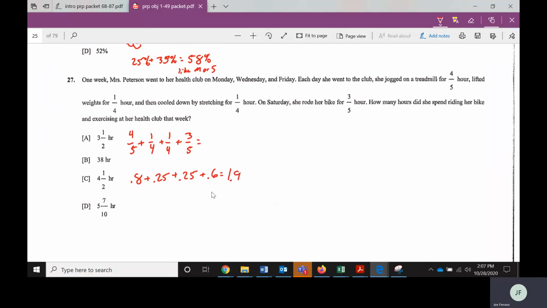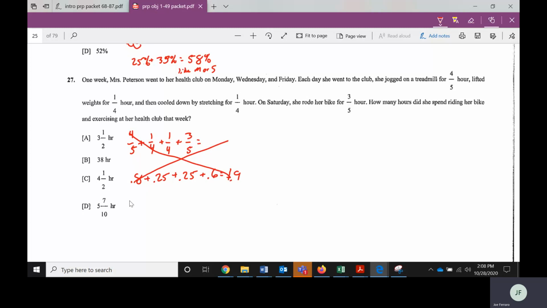And actually, looking at the problem closer, I made a mistake. Now, I'm not going to stop the video and re-record because mistakes happen. So I wanted to show you what I did wrong. Each day she was there, she did the 4/5, 1/4, and the 1/4. Saturday was not a multiple day, so I can't add these all together first and then multiply by 3 because of the 3 days. So I made a mistake.